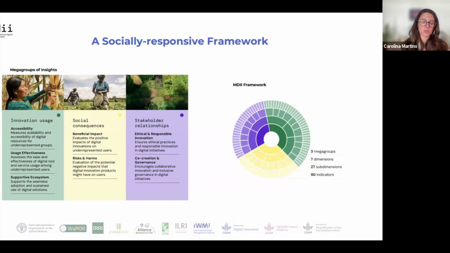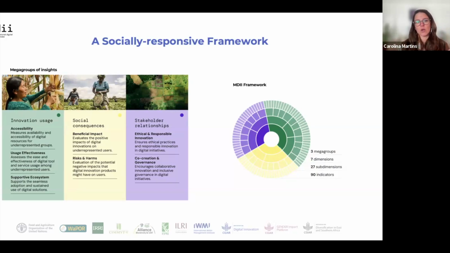And when we talk about inclusiveness, this is a concept that aims to aggregate both the word inclusion and inclusivity. It's not only about creating the access or the opportunities for people to be included, but also how do they feel included in the process? It's not only having a place at the table, but also how do they feel part of that process? So in that regard, we need to look at the stakeholder relationships. We need to understand if in the development of the tool, are we accounting for ethical or responsible innovation? Are there co-creation and governance processes in place?